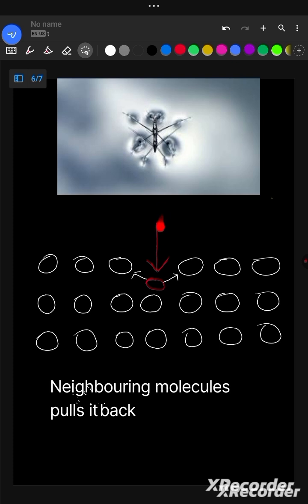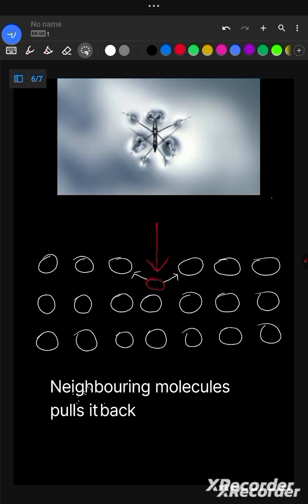When force is applied from the top by small objects like insects or pins, the opposite force is generated by the neighboring water molecules. So therefore, there are opposite forces acting on the surface of water. Therefore, water is behaving like a stretched membrane.